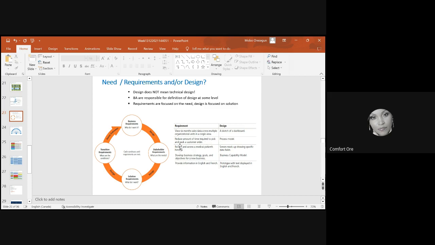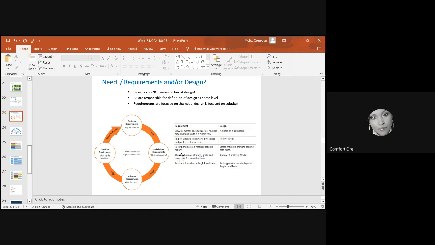Again, our requirement is to reduce the amount of time required to pick and pack a customer order. So we can use a process model, which I was trying to explain as the flow charts, using Visio or Miro, whatever it's called, right, for the process model.